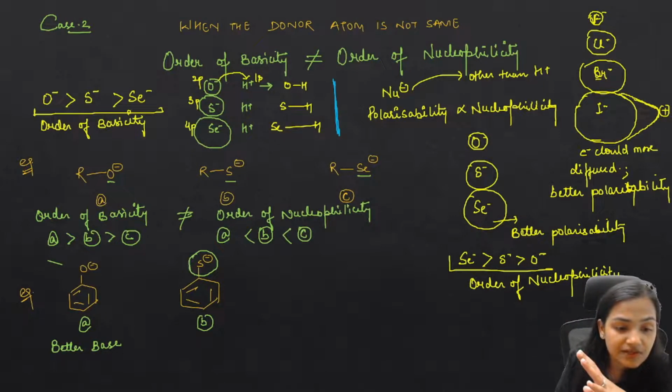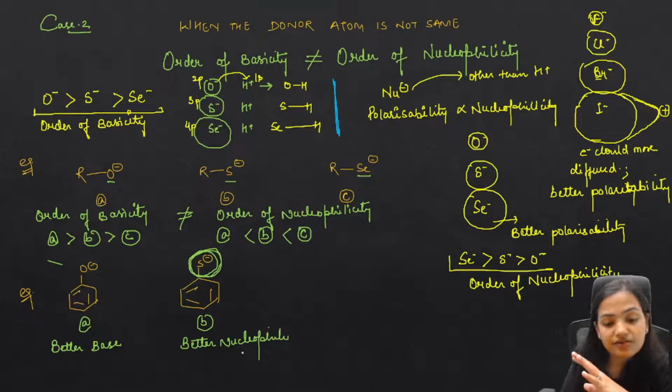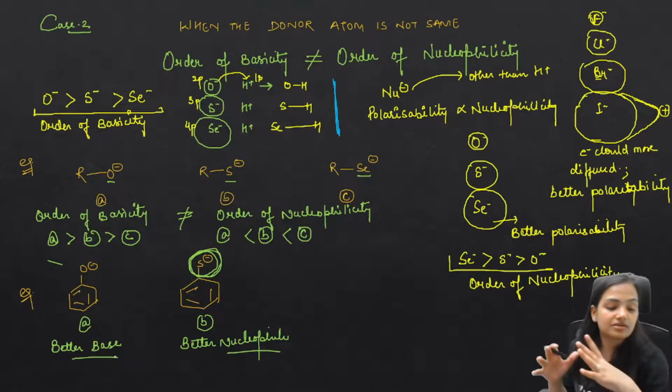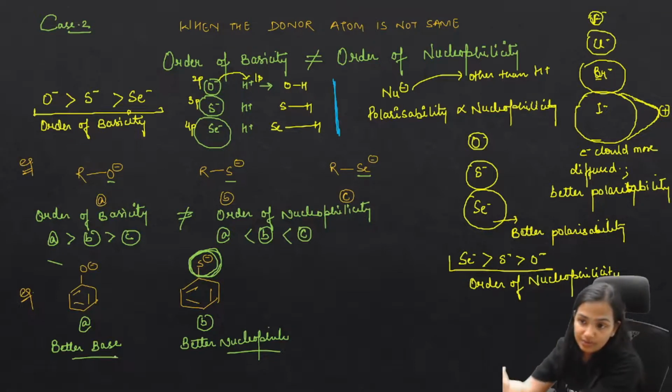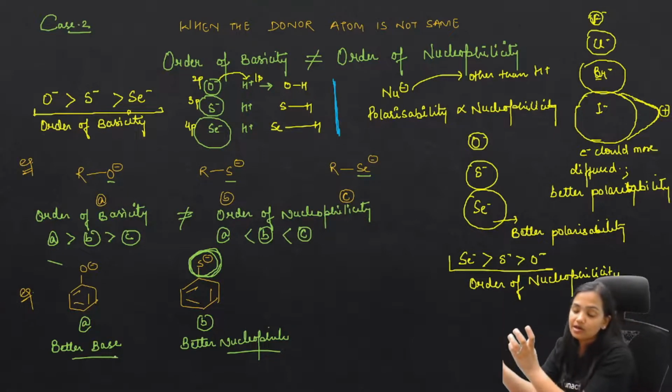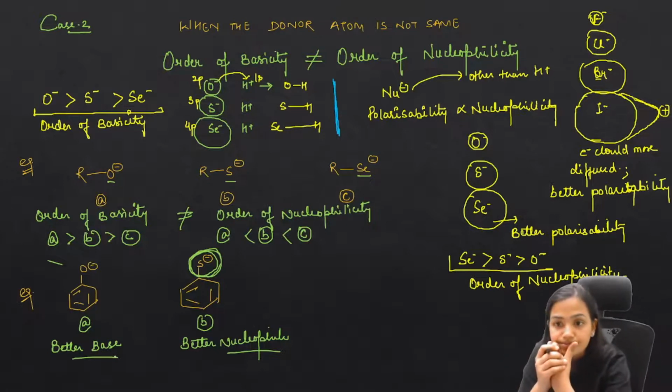But here, because of the large size atom, the polarizability is high. We can say that this is a better nucleophile. So this will win the case of nucleophilicity, and this will win the case of basicity. Are you getting it? Because in the case of a base, we have to form a bond with the H positive, and in the case of a nucleophile, we have to give the electron pair. It has to be a better anion, with better polarizability. Okay.